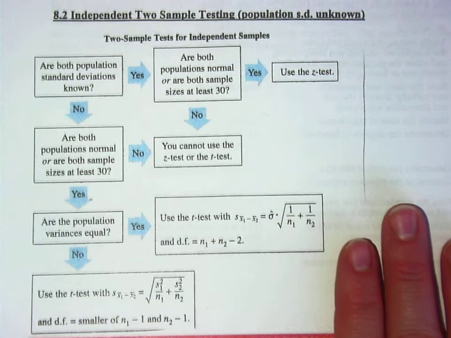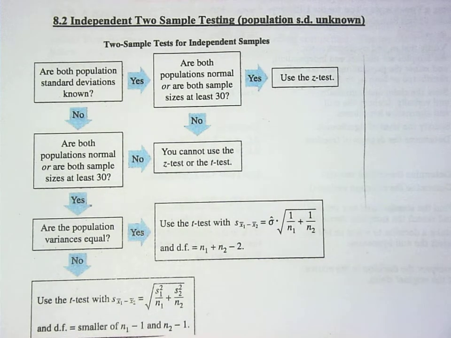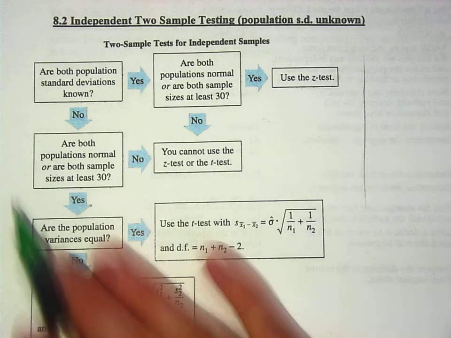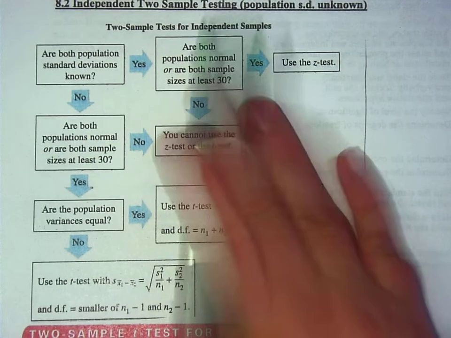So the first thing is a really nice chart that tells you for means how you do two-sample testing for independent samples. So it's a nice little flow chart.